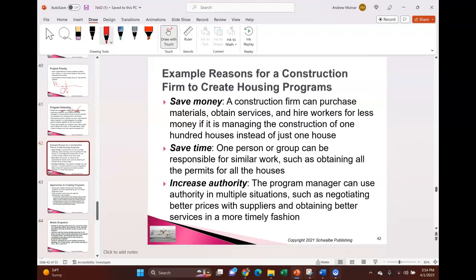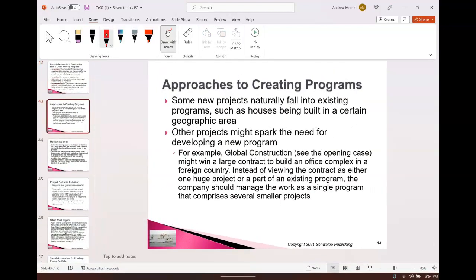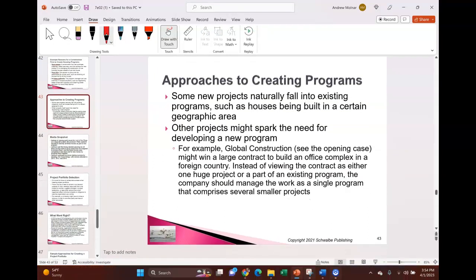Okay. And here are some example reasons for the construction firm for creating housing programs, right? This is a program. When you create a program with several projects underneath, you expect normally to save time, money, and increase your authority, because now you have a program manager making sure that the projects are aligned and much more efficient along the way. Okay, and so there are various approaches you can use to creating programs if that's your goal. And there's more on that in the book.